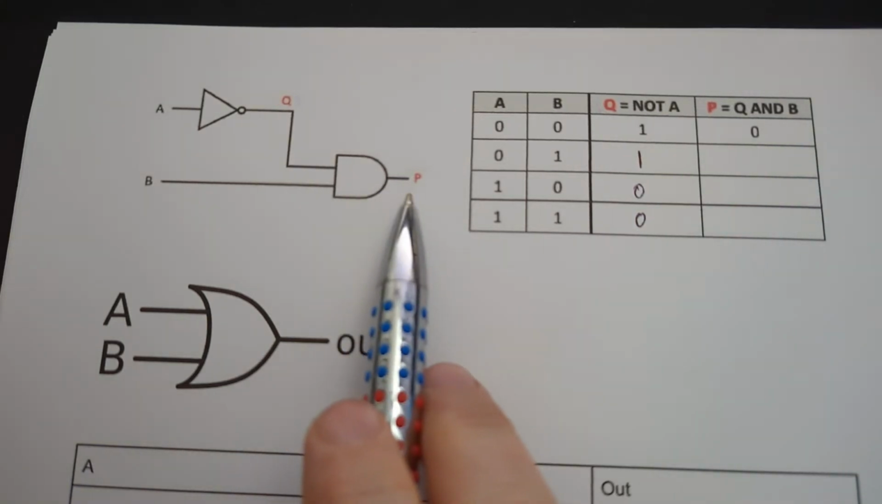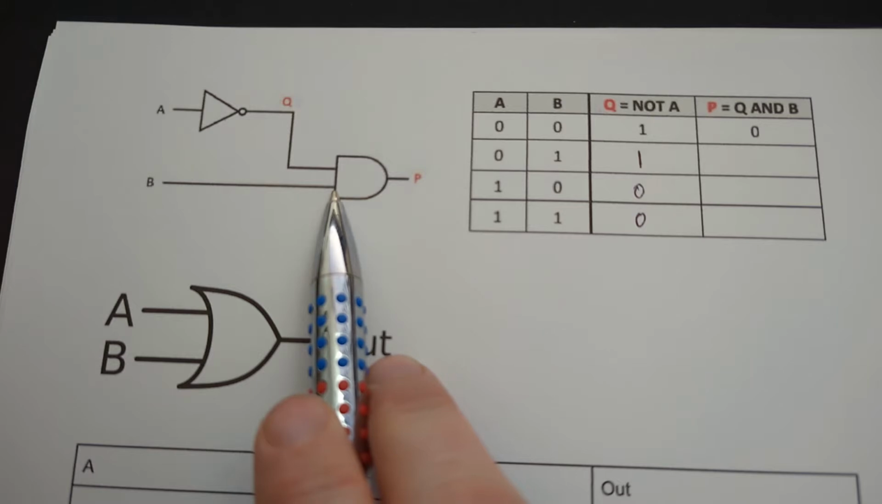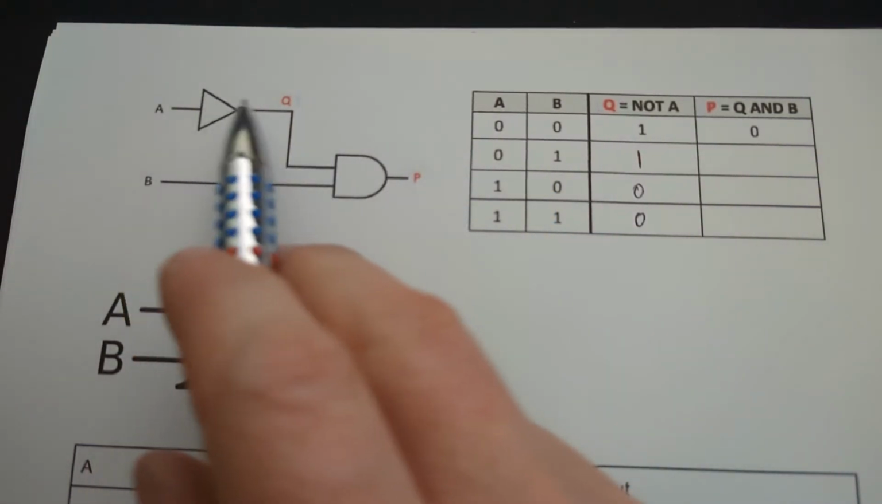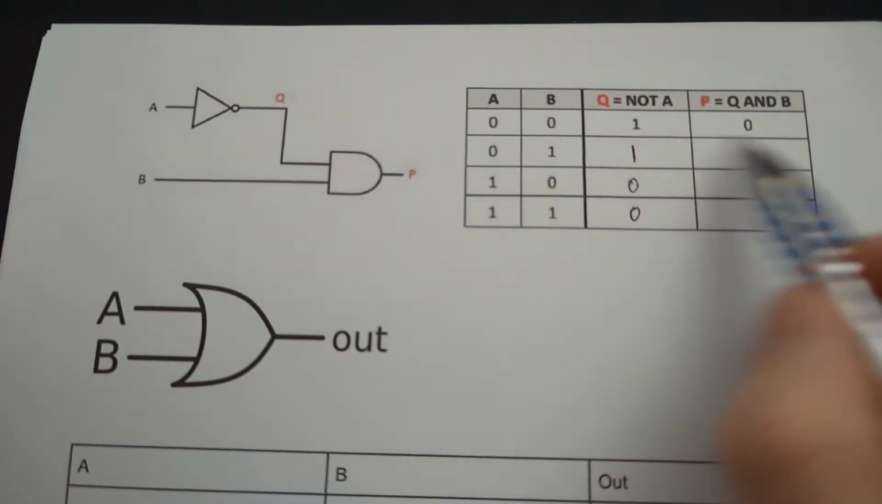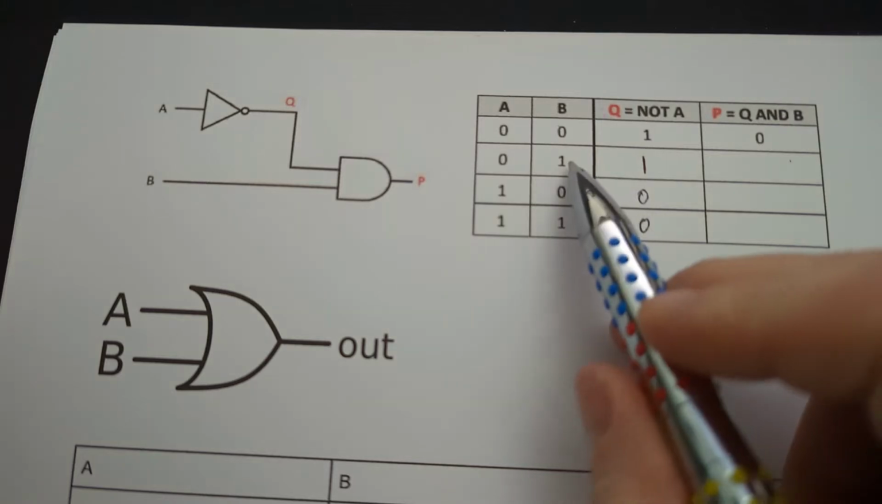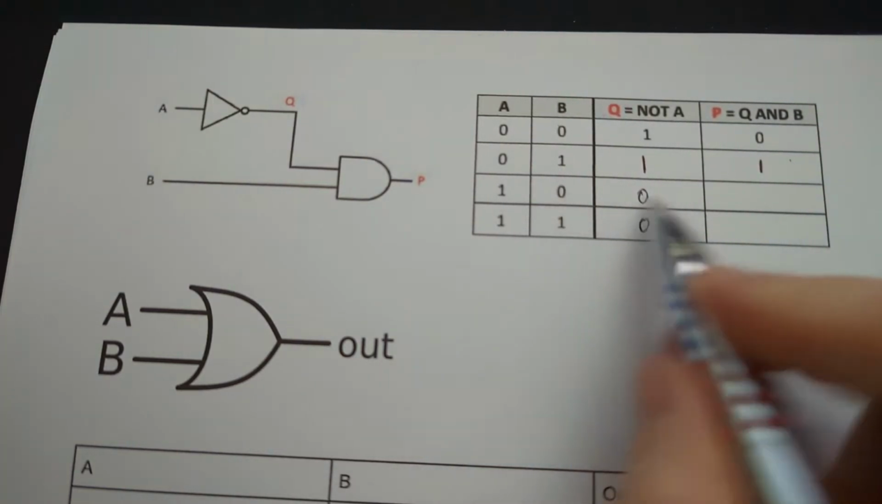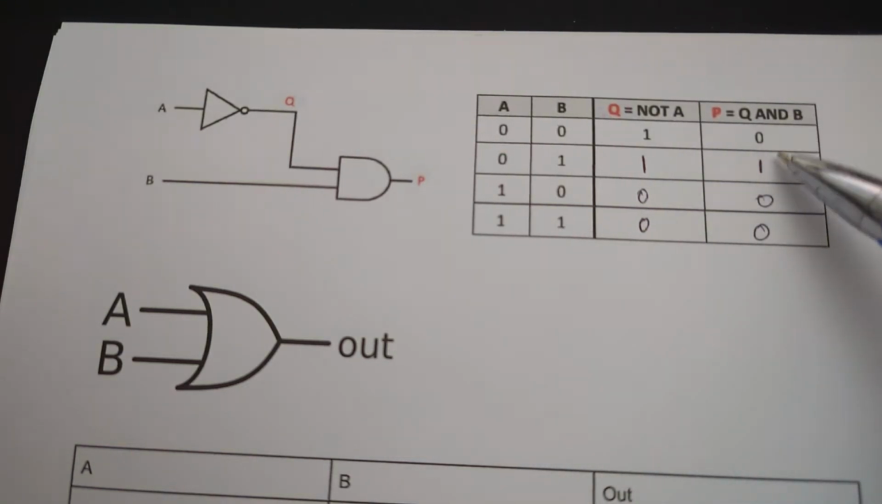Now to find out P, it's an AND gate, so we need that to be 1, that to be 1. So we're going to ignore the original A inputs because they've been flipped by the time they get to Q. So 0 and 1 is 0, the first one's done for us. 1 and 1 is 1. 0 and 0 is 0, and 1 and 0 is 0. So the truth table for this is going to be 0, 1, 0, 0.